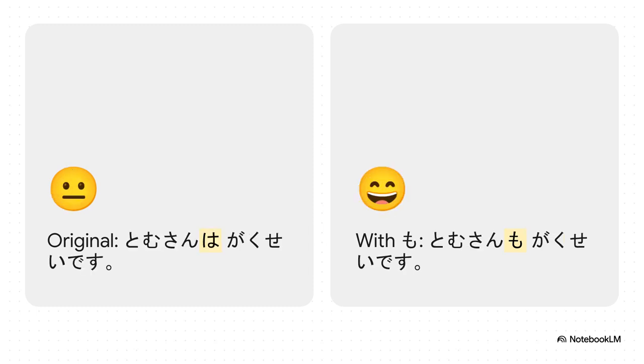All right, let's look at another one. This time with the topic marker ha. You could say, Mary is a student, Tom is a student. But instead of that choppy repetition, we swap ha for mo in the second sentence. Mary is a student, Tom is also a student. Tomu mo gakusei desu. See how much smoother that sounds?